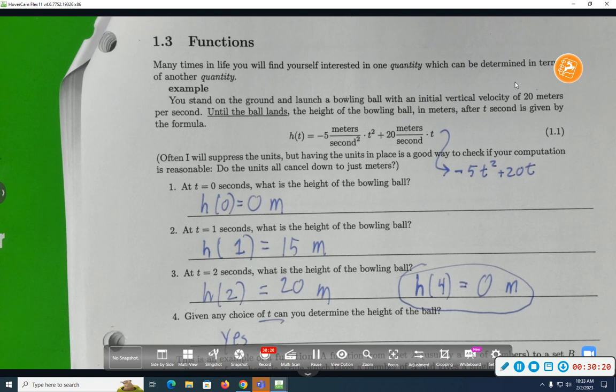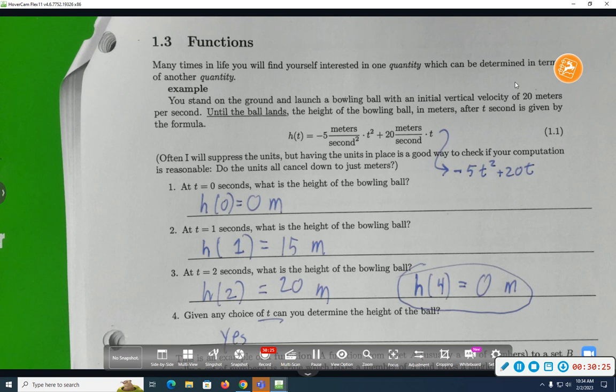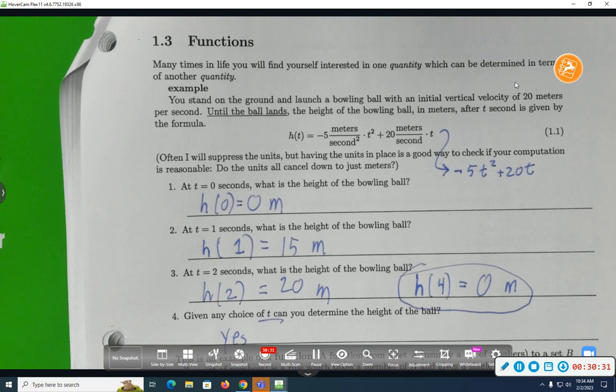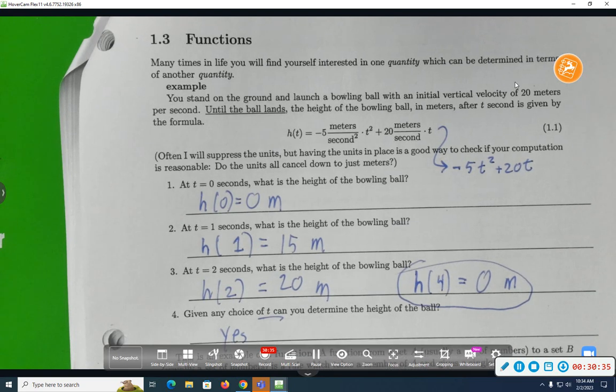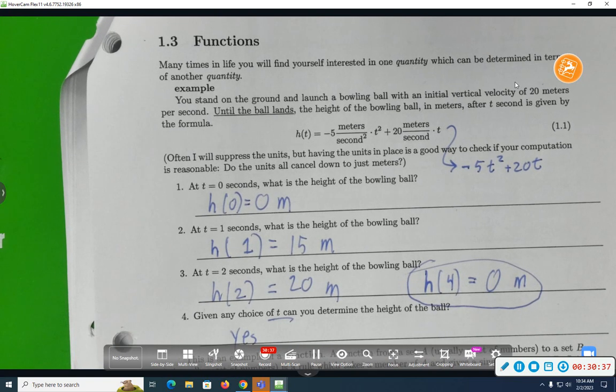A function from a set A, usually a set of numbers, to another set B, usually a set of numbers in this class, is any rule which takes a thing in A, usually a number, and gives a thing in B, again, usually a number. Said another way, a function is a thing which can be determined if you know what this other thing x is. That definition seems sensible?